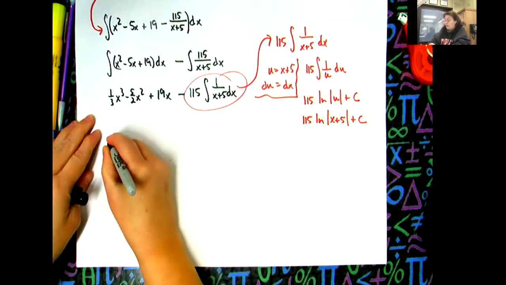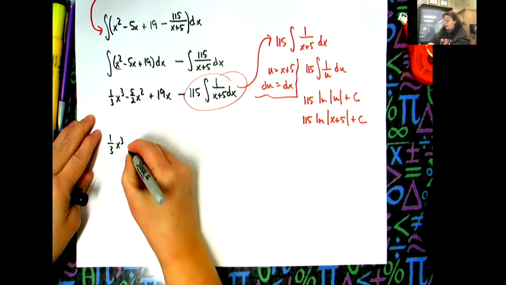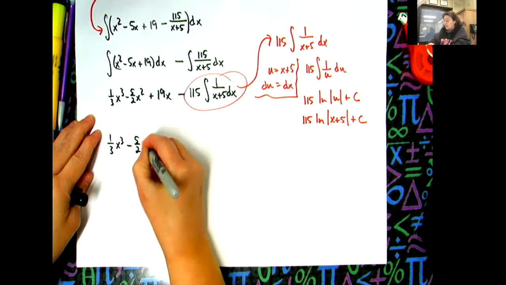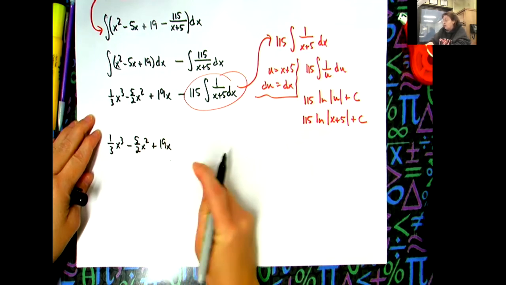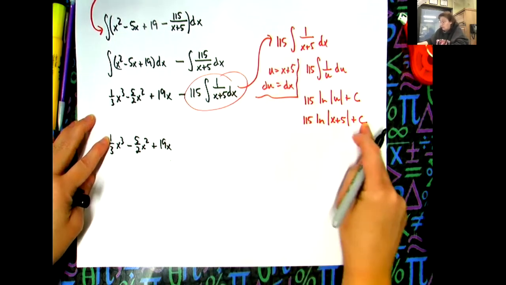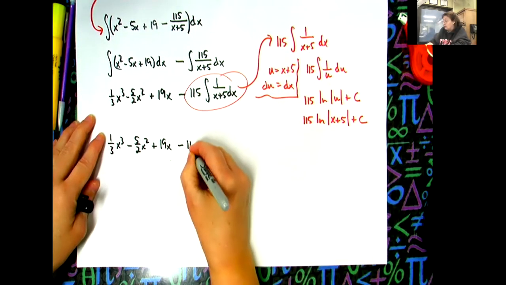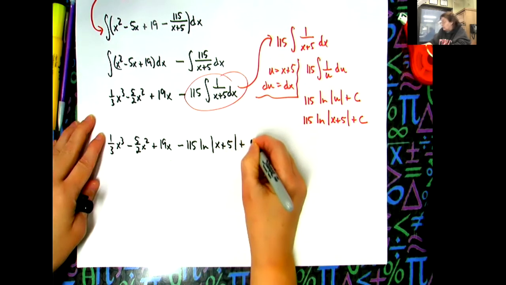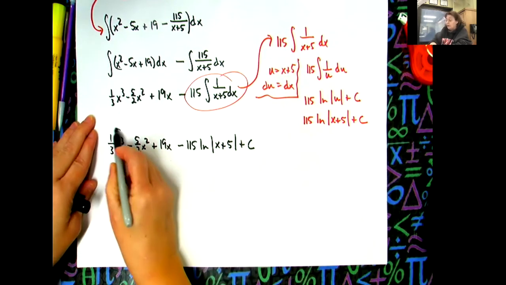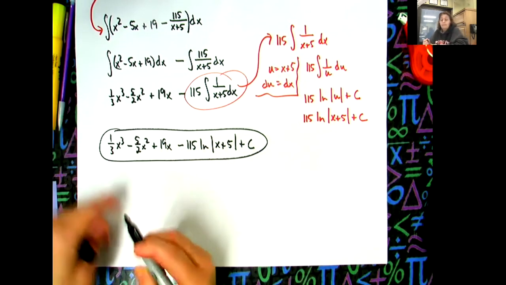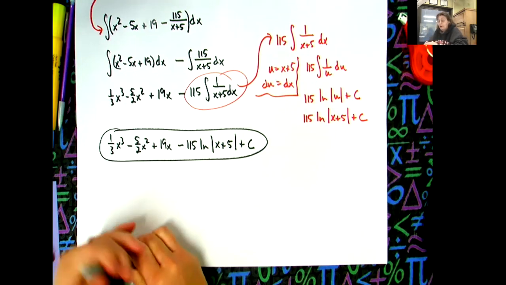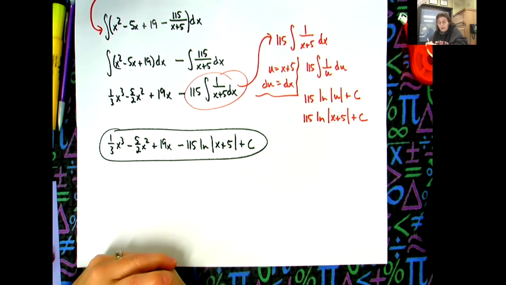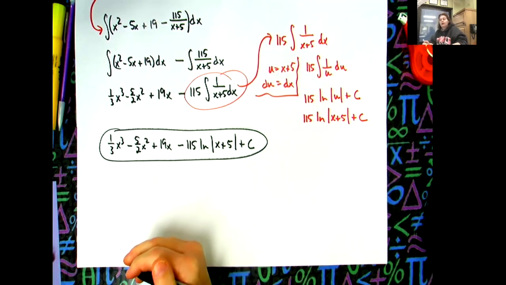So then I'm going to have the 1/3 x to the third minus the 5 halves x squared plus the 19x. Now I'm going to replace this with what it equals right here. So I'm going to have the minus 115 natural log absolute value x plus 5 plus c. And yes, it is a really long answer. But initially, when we started this, you probably would not have recognized that, oh, hey, it's going to be that new integral that we just learned. Okay, are we good on that? Everybody good on that?